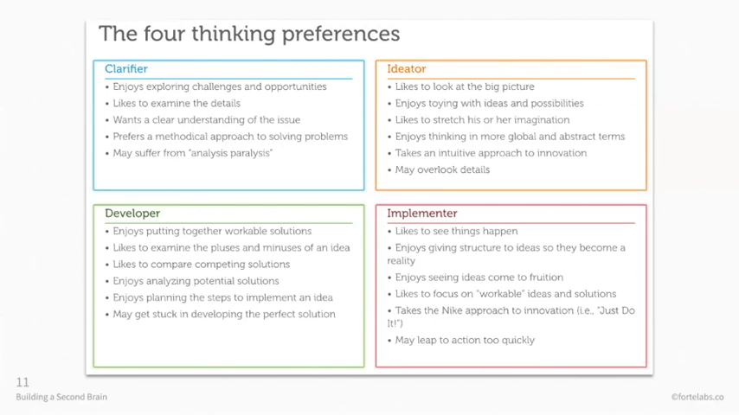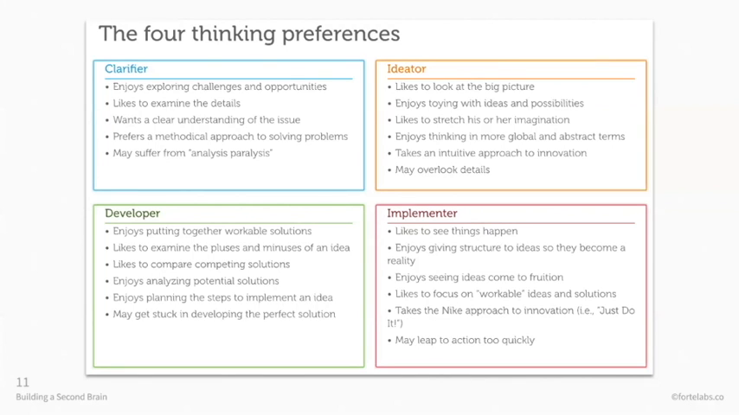There's the clarifier, who enjoys exploring challenges and opportunities, likes to examine details, wants a clear understanding of the issue. This is the person who always wants to get really clear on what the problem is, what the context is, what's the history, what's the background. The potential drawback is you can suffer from analysis paralysis. Pay attention to these, because in a minute I'm going to have a little poll for you, and we're going to see how this group breaks down into these four groups.